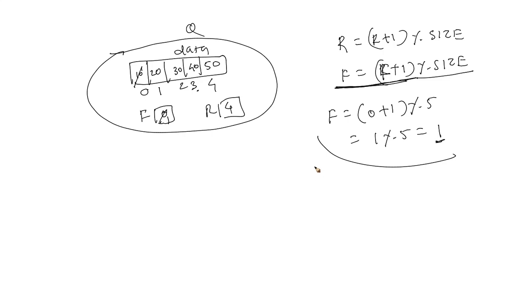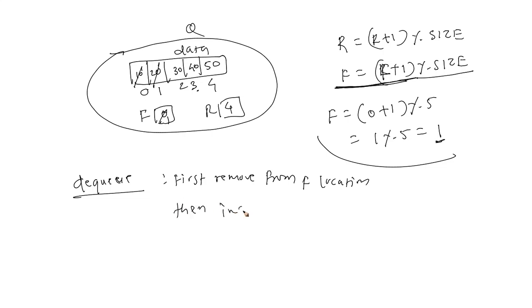Now let's do one more dequeue operation. Again, F is 1, remove from location 1, and then increment F. So dequeue operation, I hope you remember. Dequeue: first remove from F location in data array, and then after removing, increment F. Of course, I'm doing this only if I'm making sure that the queue is not empty, right?